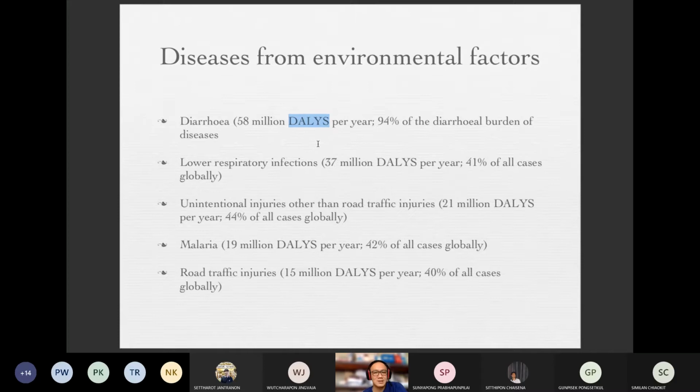is 37 million years per year. Unintentional injury is also high, 21 million years per year. Then malaria and road traffic injury. These are the statistical records. If you're really interested in this term, you can find the definitions on the internet.